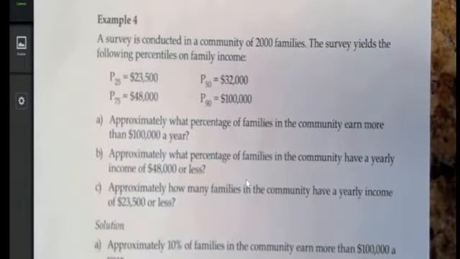Okay? So, let's answer the questions about this. Page 73, example 4. A. Approximately what percentage of families in the community earn more than 100,000 a year? Well, that's the 90th percentile. So from 90 to 100 is 10. A is 10%.